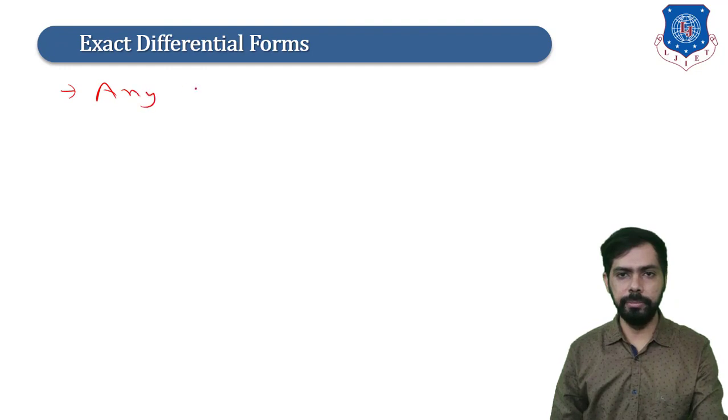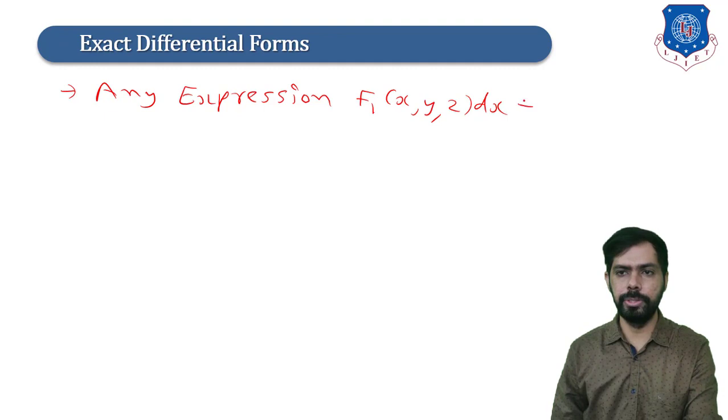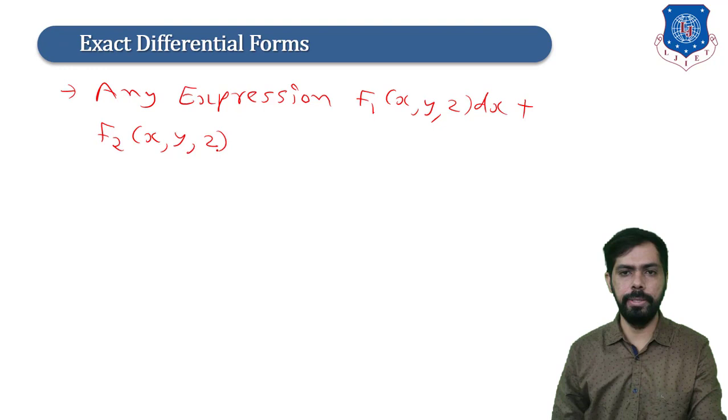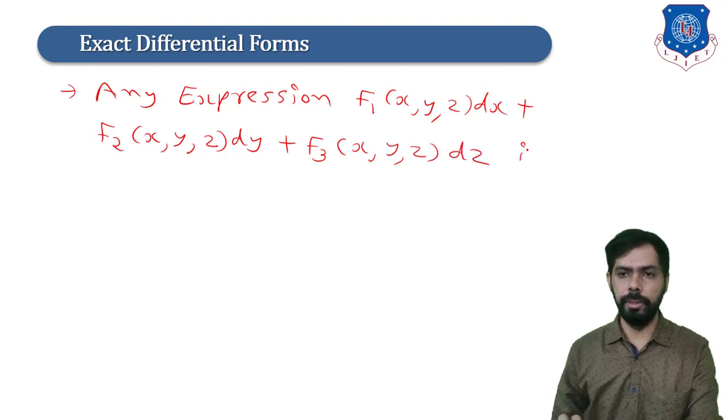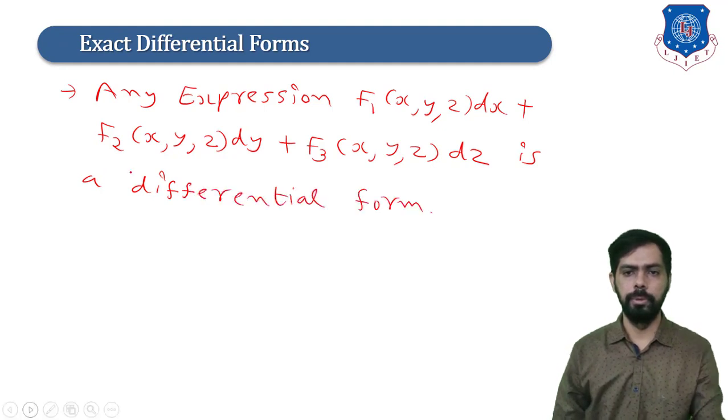Any expression f1(x,y,z) dx plus f2(x,y,z) dy plus f3(x,y,z) dz is a differential form. So this is called a differential form. Now we will discuss what is called an exact differential form.